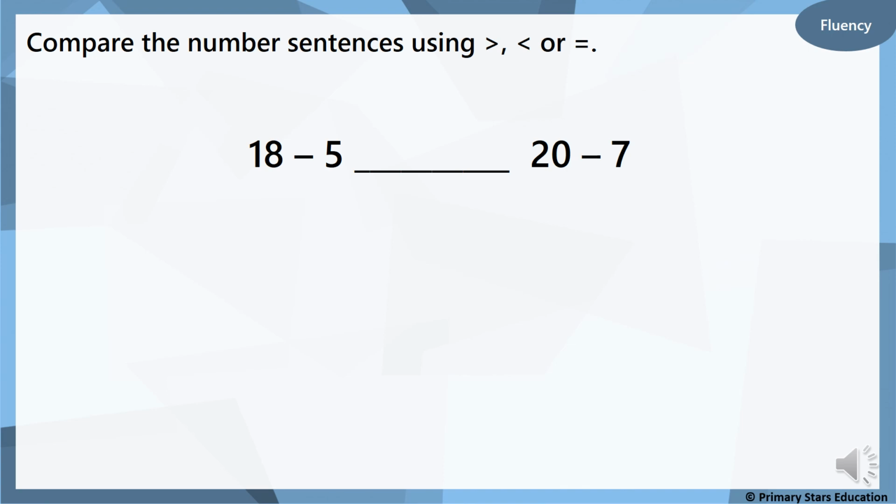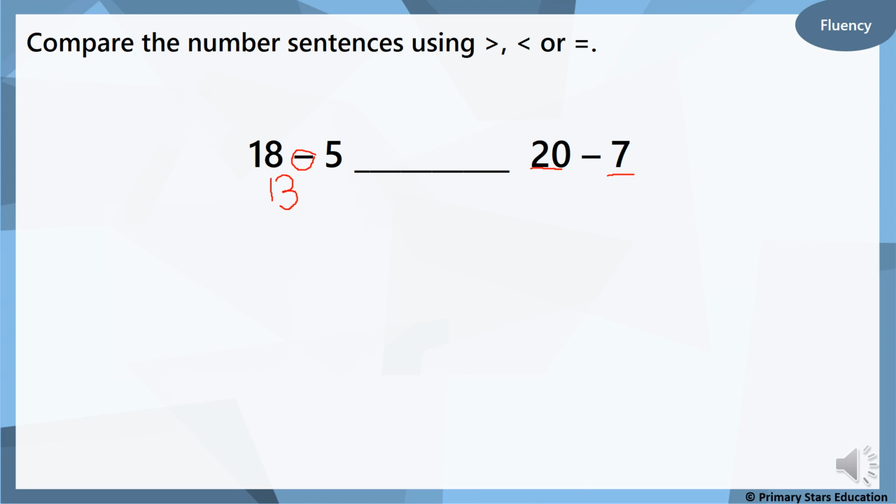I will put 18 in my head. 17, 16, 15, 14, 13. Remember, I'm counting backwards because I'm making the number smaller because I'm subtracting. I'm now going to put 20 in my head and I'm going to count back 7.